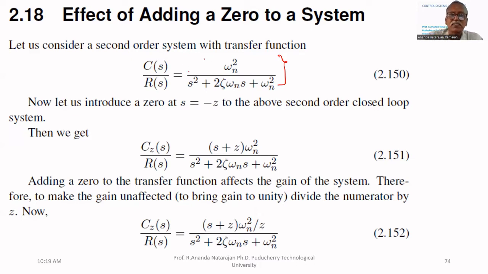The original system is this. It doesn't have any zero. But I want to alter its characteristics, so I am adding some additional zero to that system. So this S plus Z is added to the system. So we will add some additional components in our systems.